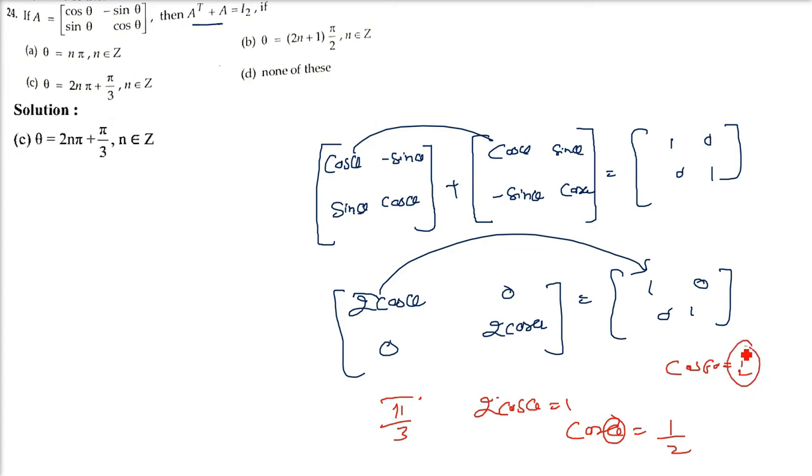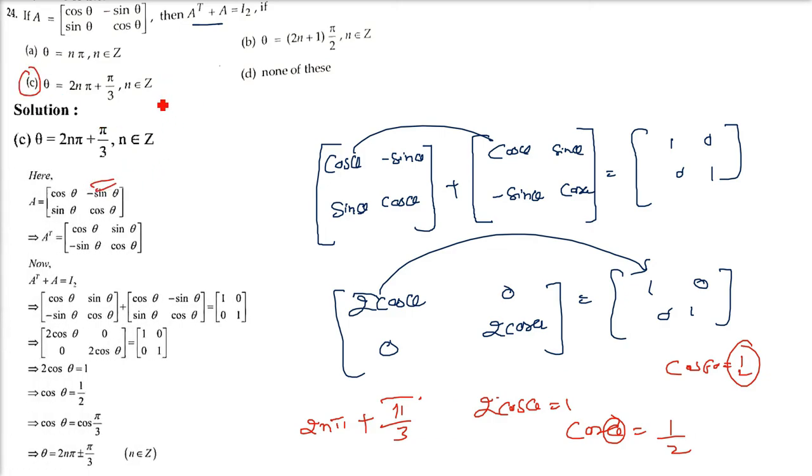So theta will be equal to, when you generalize it, in trigonometry we like the generalized equation, so it will be 2n pi plus pi by 3. C is the answer here. But you have to do it like this, the whole procedure you have to follow.